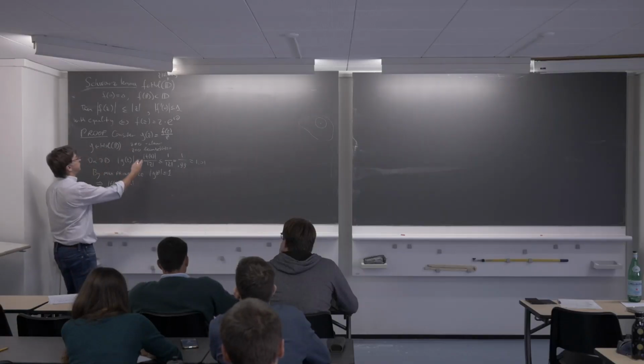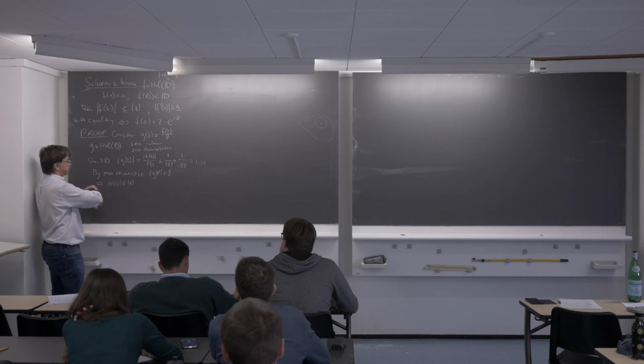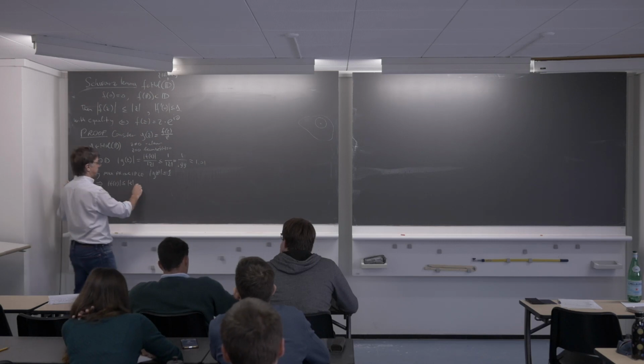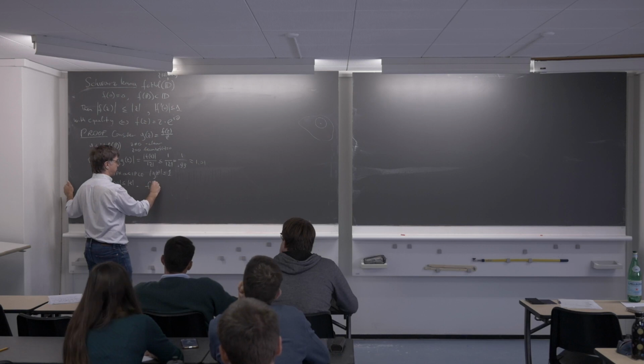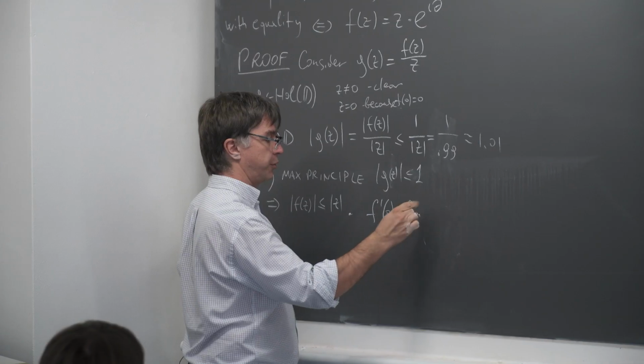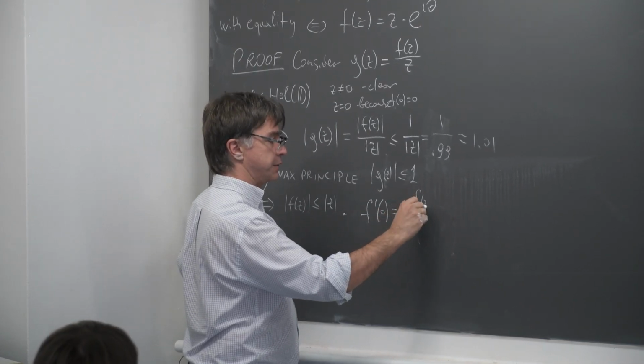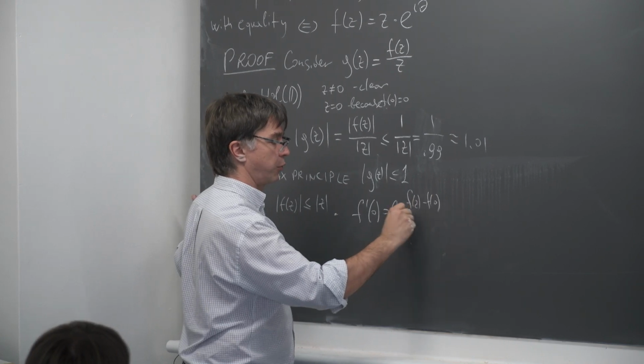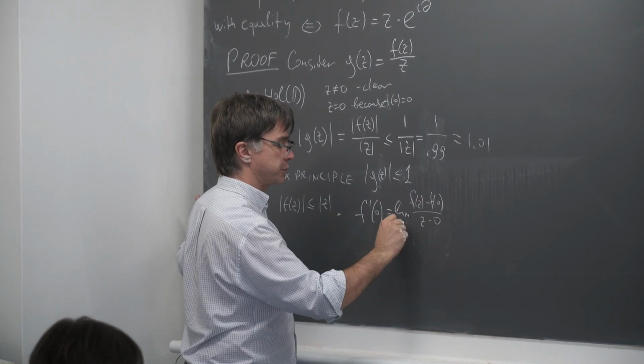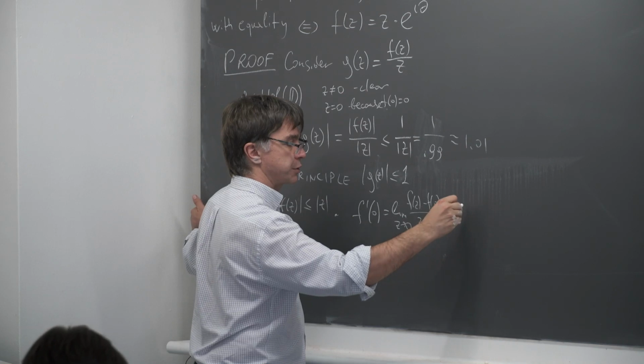Now, the derivative is at most 1. It also follows from that. So f prime of 0 is the limit of f(z) minus f(0) over z minus 0 when z tends to 0. So it's at most 1.